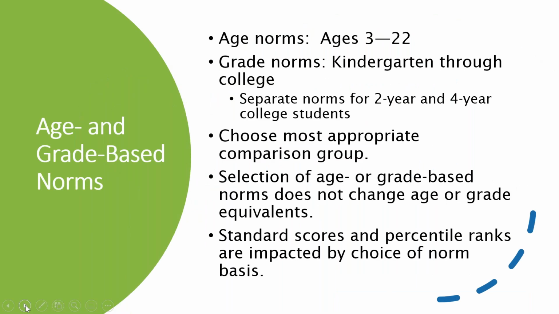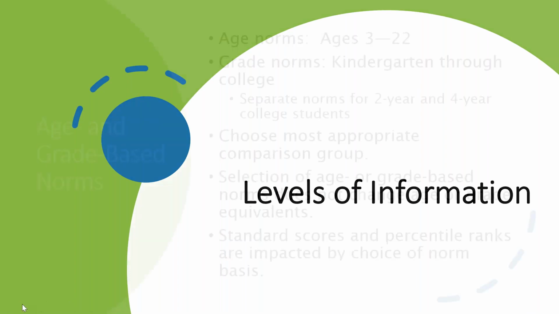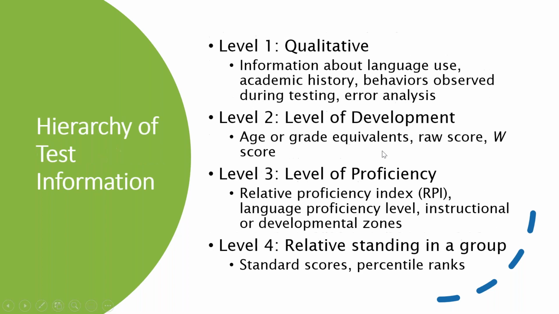So with the WMLS, there are various levels of information. I think a lot of times we focus only on standard scores and percentile ranks, but just keep in mind, just like with the other batteries, there's a lot more information that you can obtain when using these tests. One of them is the age and grade-based norms, which you can run the results through to look at those standard scores and those percentile ranks. But this is the hierarchy of test information.